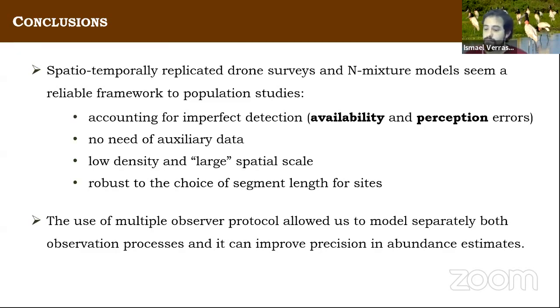With the use of the multiple observer protocol, we could model separately both observation processes, availability and perception, and we could improve precision estimates. With this approach, we can improve precision in abundance estimates, especially when the perception probability is not high, which was not exactly our case.